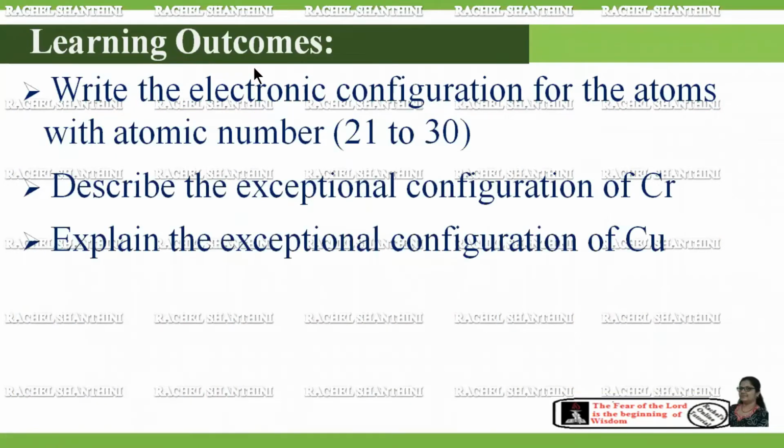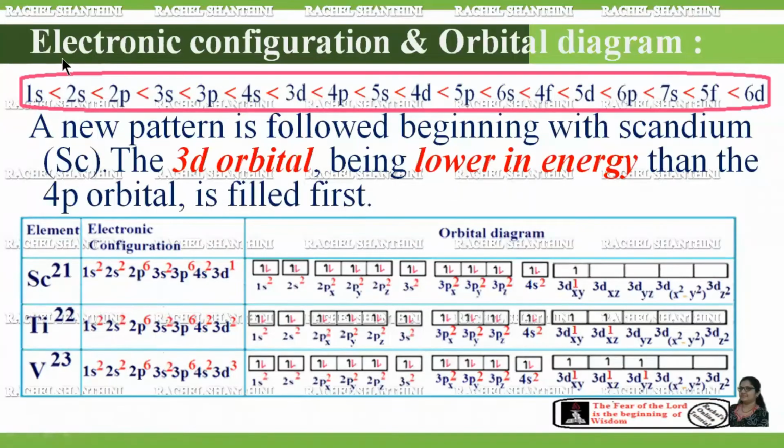Learning outcomes. Students, at the end of this session, you will be able to write the electronic configuration for the atoms with atomic number 21 to 30, describe the exceptional configuration of chromium, and explain the exceptional configuration of copper. So far, we have seen the electronic configuration of first 20 elements in the periodic table, right?